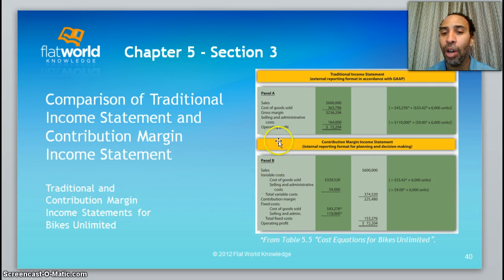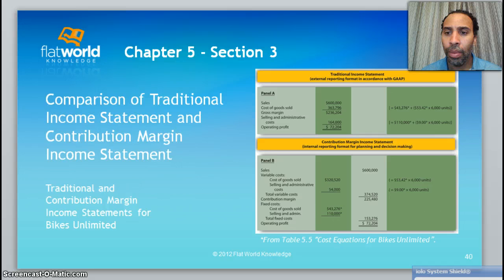But when we look down here at our contribution margin income statement, which is split out just a little bit differently, we see that sales is still 600,000. That's current and static. That number does not change. But variable costs are first subtracted from that sales amount. So you have cost of goods sold and variable cost, which is 320,520. Well, what would be variable cost in the cost of goods sold? Well, it's going to be the material that was used and not someone's salary, because that's going to fall under fixed costs. Then you have selling and administrative costs, which is $54,000.